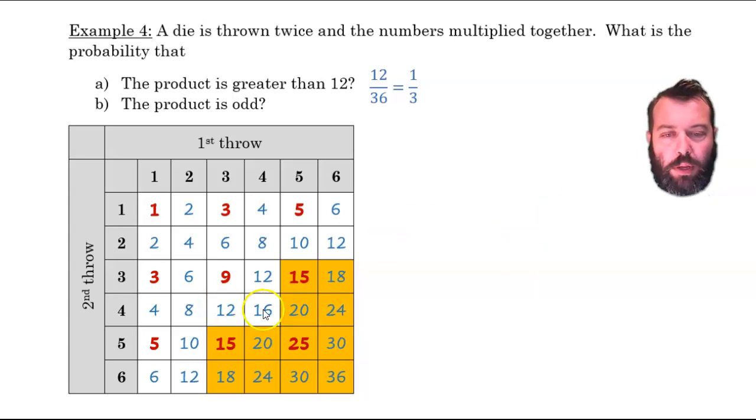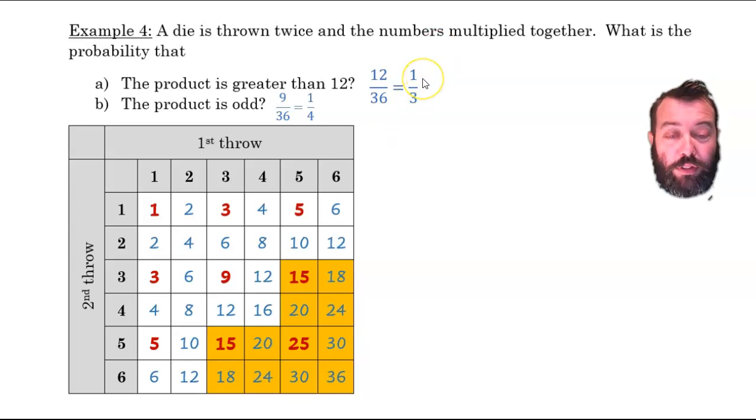Oh no, I've missed one. Look, there's a 16 there. You have to fix that up. It's going to be 13 out of 36. Scrap that answer. Scribble it out. I just realised I can't count. I didn't know 16 is greater than 12. So there you go. Be a little careful there.